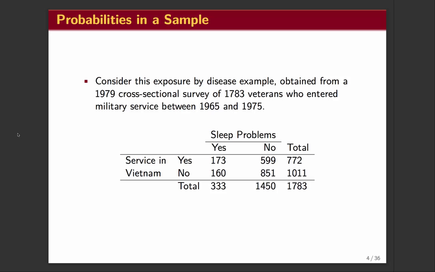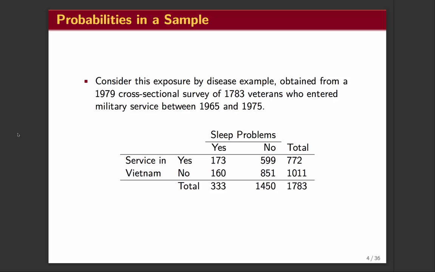How? I can look at the numbers. Tell me more about how I'm supposed to look at the numbers. The number of people with sleep problems who served in Vietnam is almost the same as those with sleep problems who didn't serve in Vietnam. Okay. So the numbers are pretty similar. So you're looking at 173 and 160.